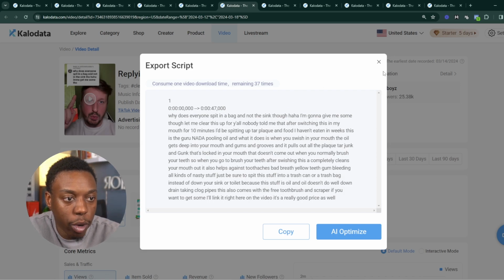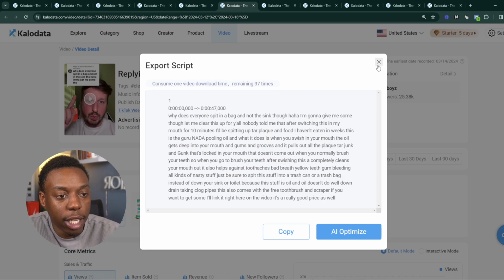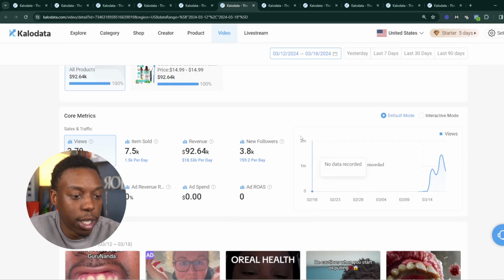Obviously, don't try to copy it word for word, but try to replicate that and look at the structure and make it your own, obviously. All right, guys, so as you can see, CaloData is very powerful. If you know what you're doing, you can quite literally skyrocket your sales with TikTok Shop Affiliate.